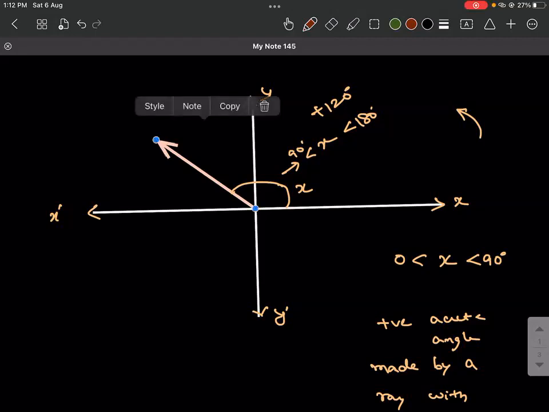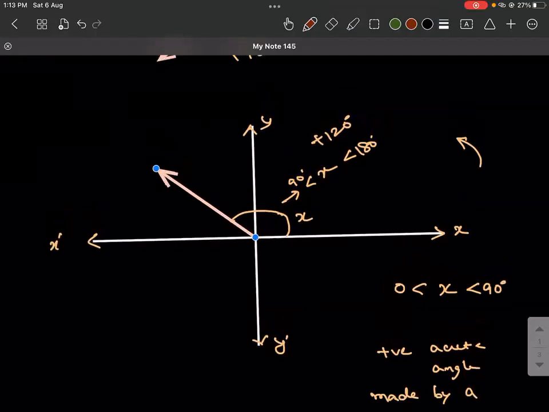But you want it to be negative? No, it is not negative. I told plus 120. I put plus 120. No. Positive means counterclockwise. And 120 is the obtuse angle. Are you able to understand?